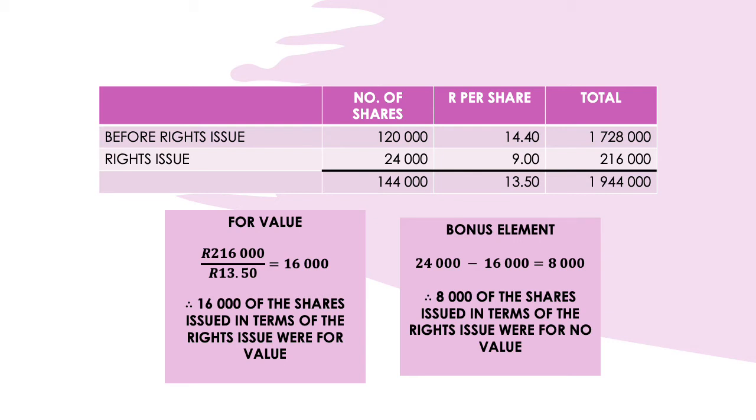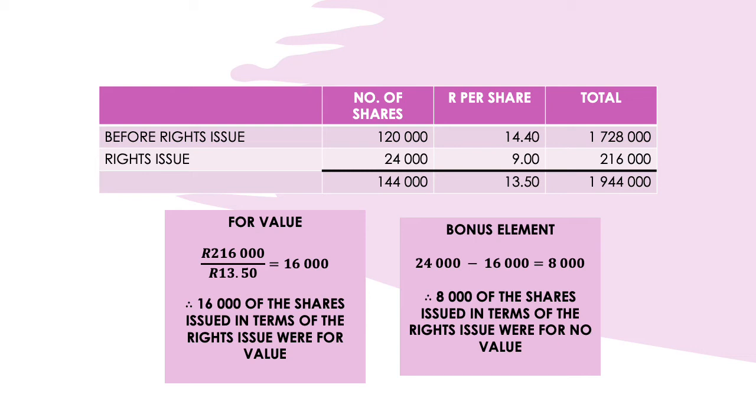We know that before the rights issue there were 120,000 ordinary shares with a fair value of 14 Rand and 40 cents each. That then gives us a total Rand value of 1,728,000 Rand. We then know that we issued 24,000 shares in terms of the rights issue, and these rights were exercised at 9 Rand per share. That then gives us total proceeds from the rights issue of 216,000 Rand. That means in total we have 1,944,000 Rand for 144,000 shares.